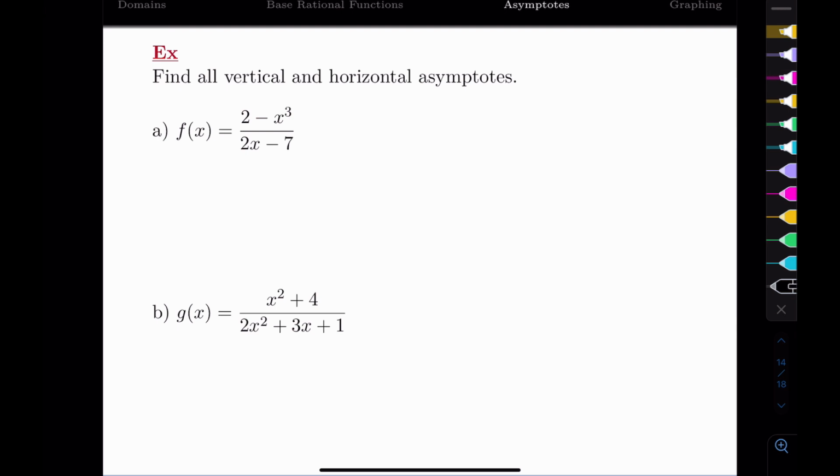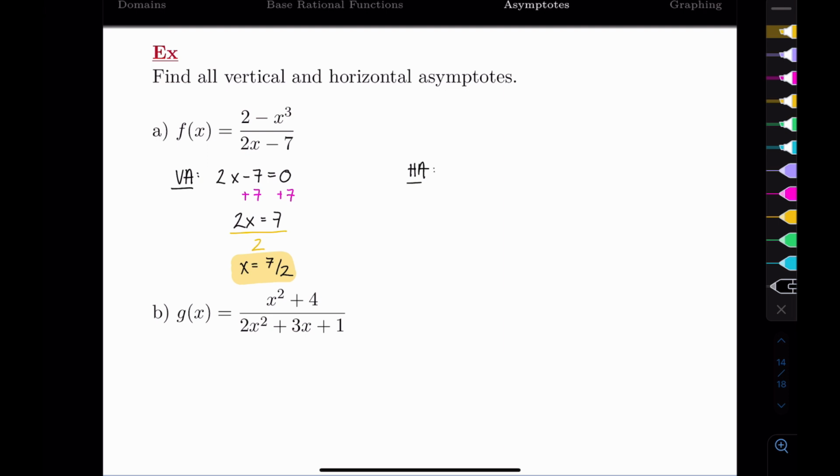So we'll always start, let's do our vertical asymptote for this first one. I definitely can't factor 2 minus x cubed nicely, so I can't simplify anything. For the vertical, we go ahead and set the denominator equal to 0. And then going through and solving this, we add 7 to both sides. That gives us 2x equals 7. And then we divide both sides by 2. And we get one vertical asymptote of x equals 7/2. So again, it's an asymptote. It is an equation.